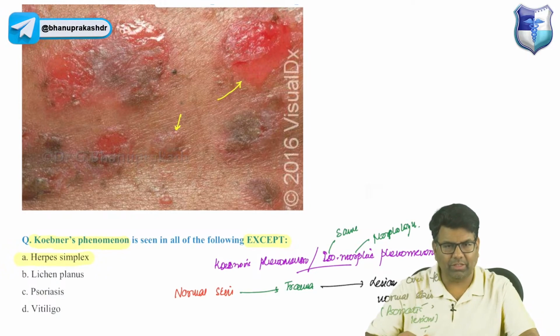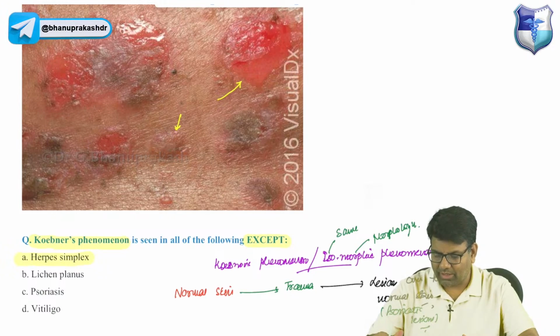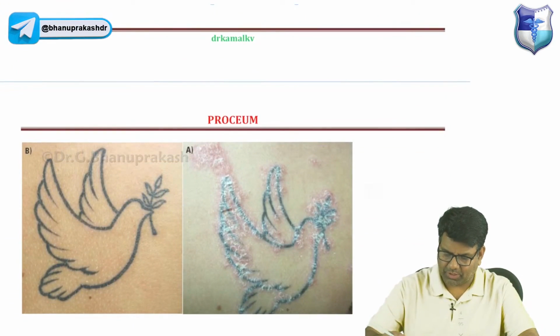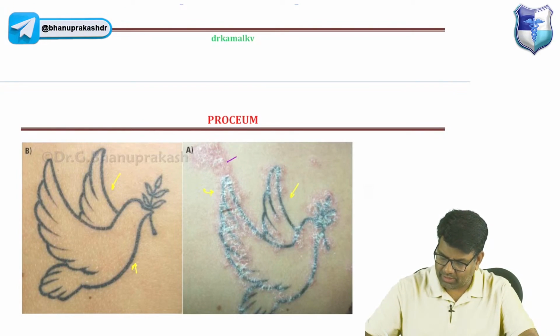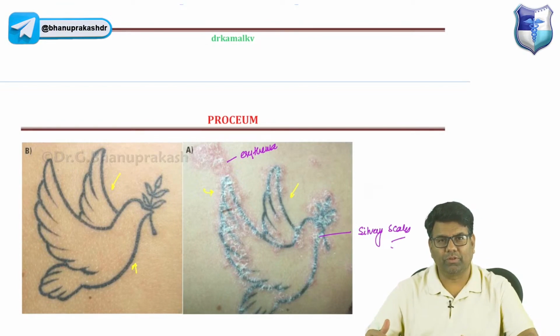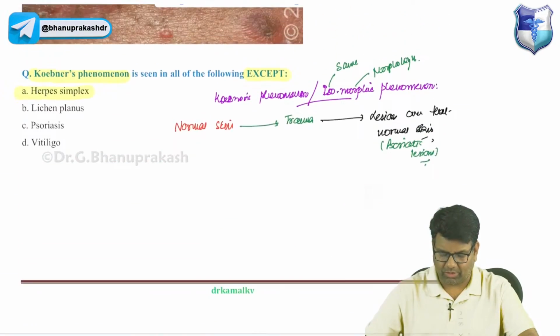Whatever the condition we are discussing, if there is any trauma over the normal skin, that will promote the appearance of new lesions. And in this picture you can see a patient with psoriasis who went for a tattoo, and later on that area developed psoriatic lesions. You can classically see two important things: erythema, that is redness, and silvery scales, the classical presentation for psoriasis.